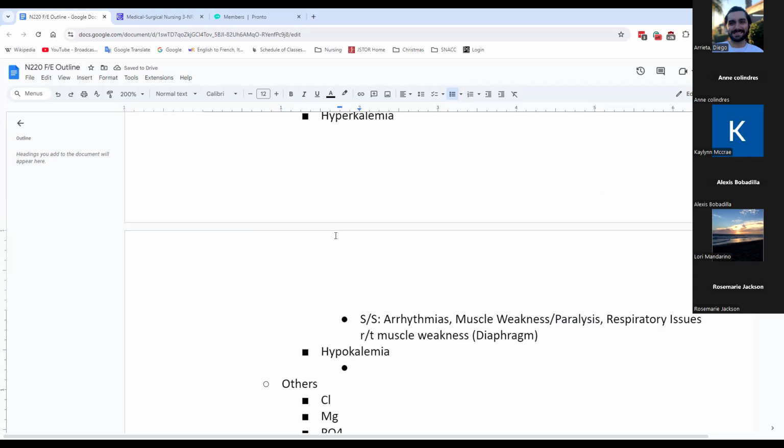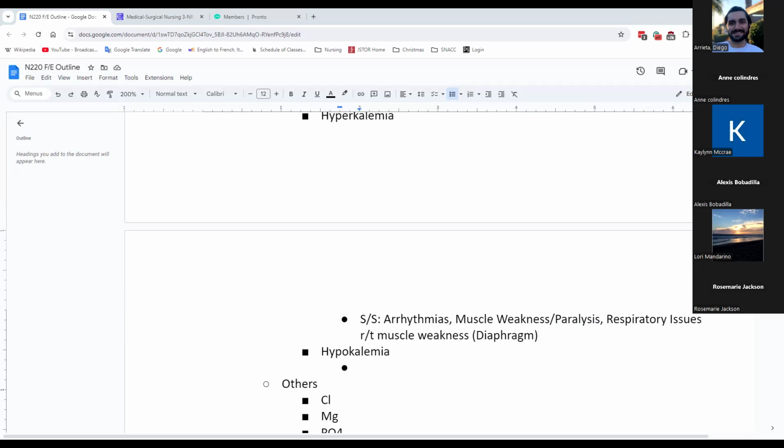It's actually going to be a little bit of both. Both hypo and hyper can have that muscle weakness, so both are going to have muscle weakness and paralysis as things that can happen, and both of them can affect your diaphragm. Just in general, when you think about body-wide muscle weakness, think about how it can affect your diaphragm, because you have a muscle that's dedicated to breathing, and so that's going to affect your breathing, basically.